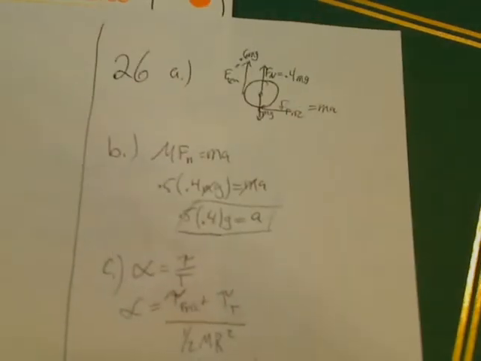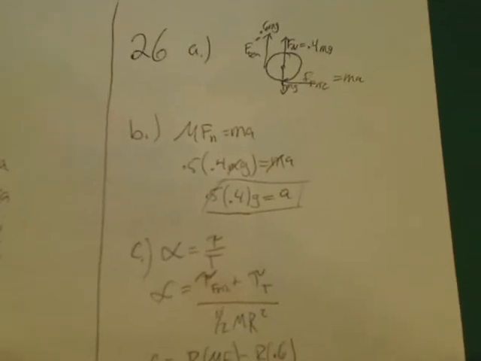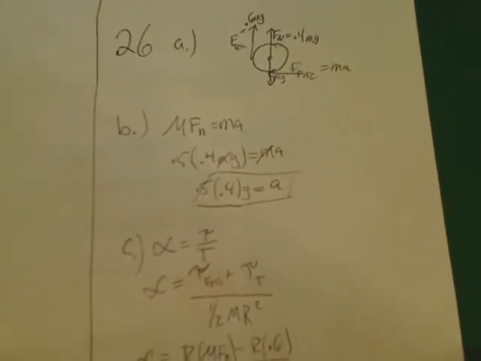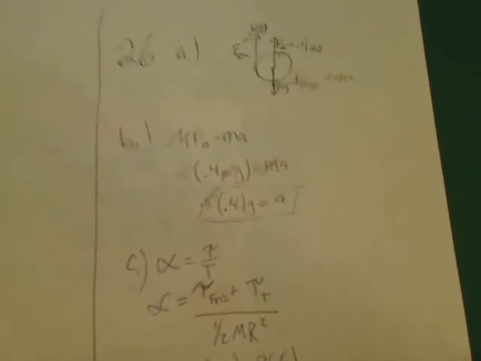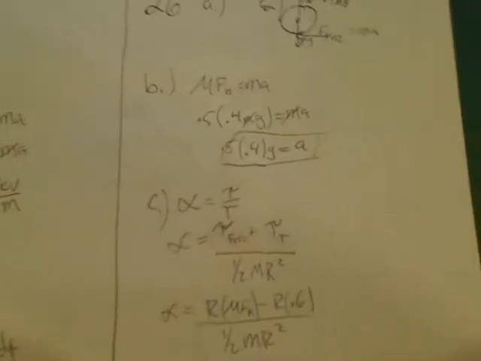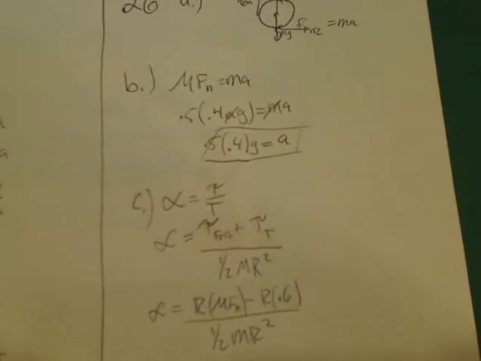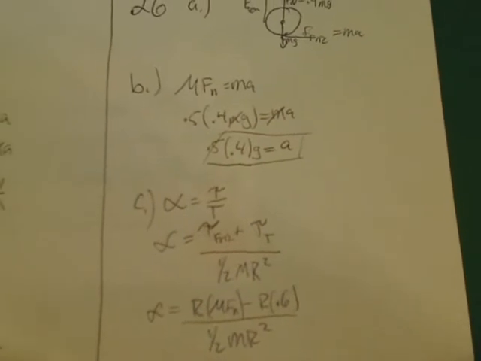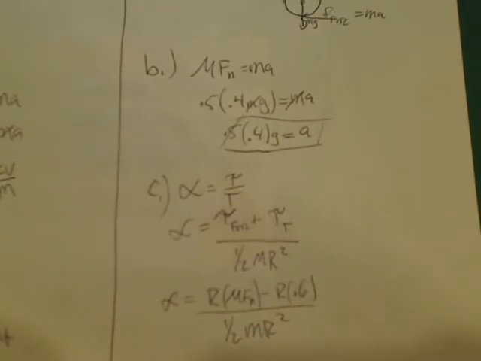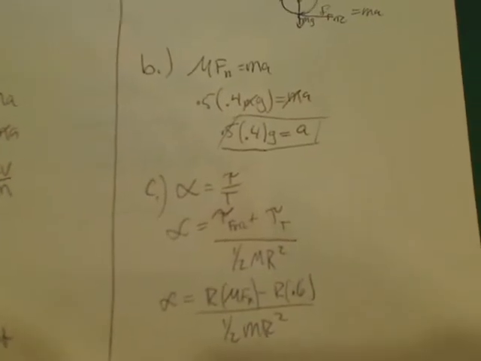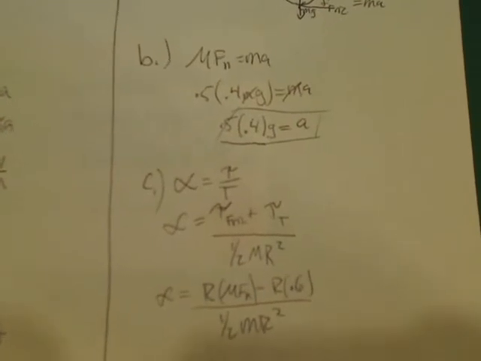Moving on to number 26, it asks you for the diagram first. So all the forces: you have the normal force, then the force of friction, the force of gravity, and the force of tension, which are all there. And then on B, you have the linear acceleration to be determined. So that's just going to be mu Fn equals ma. You are given mu, you're given the normal force, and then the m's cancel, so you end up with 0.5 times 0.4 g equals a.